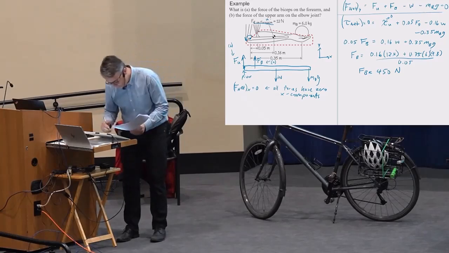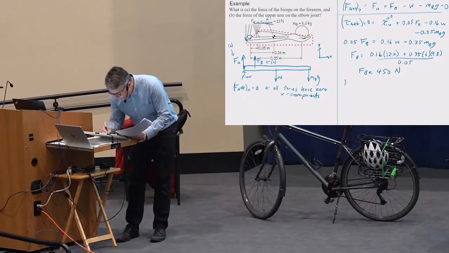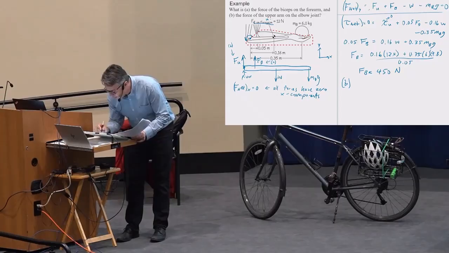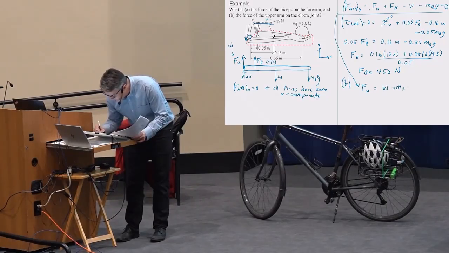So it's interesting. And then if you want to figure out the force from the upper arm, well, you can just use this equation, right? Now that you know, the only unknown here, there's two equations, 2 unknowns. You can use this to get F on the upper arm is equal to the weight plus MBG minus FB, right?